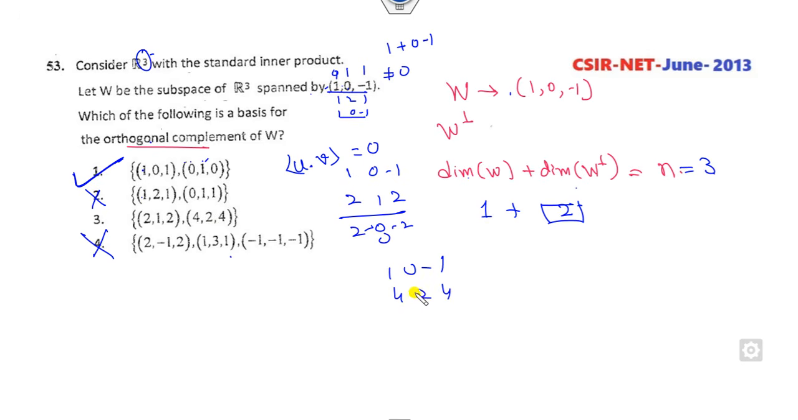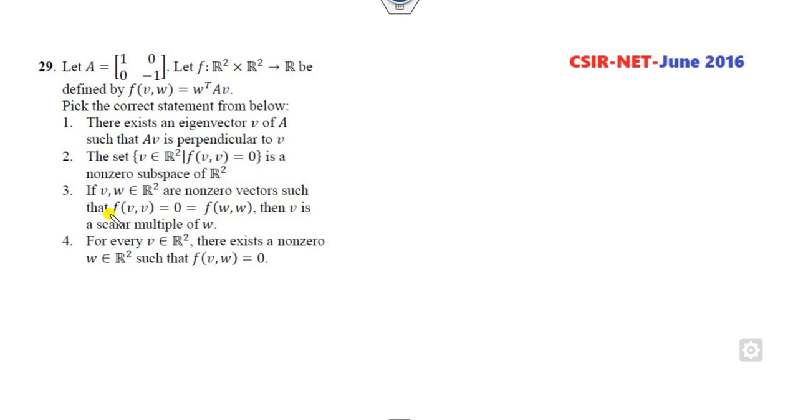4, 0, minus 4 is also satisfied. So this is also a right answer. So the right answers are the first and the third; they are the correct options of this example. Okay, look at this one.